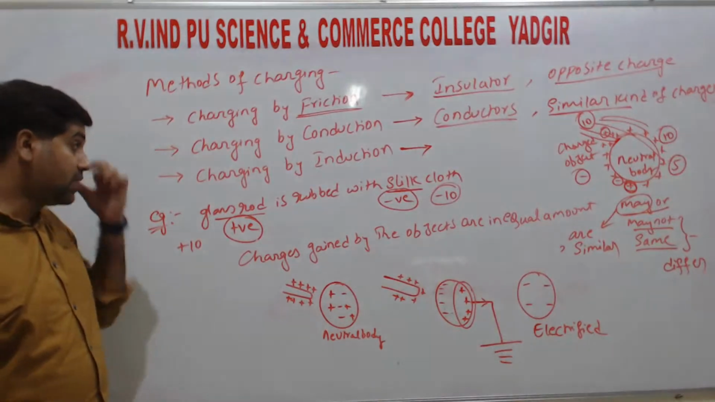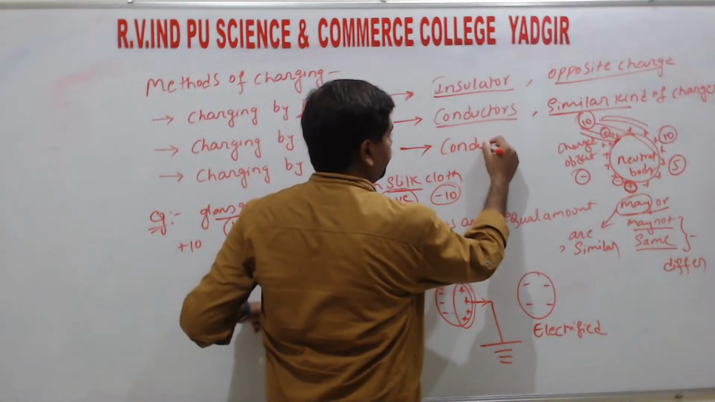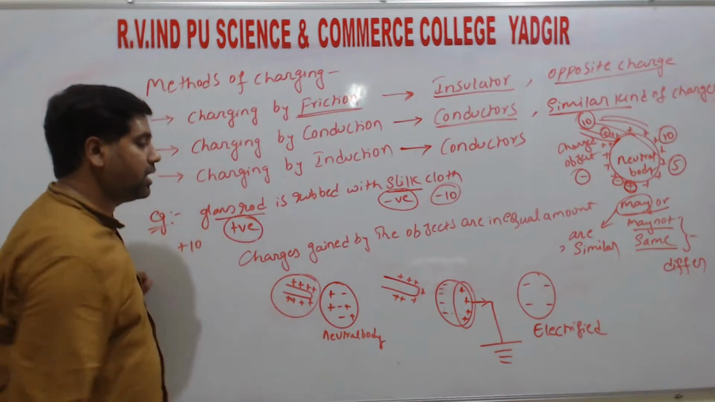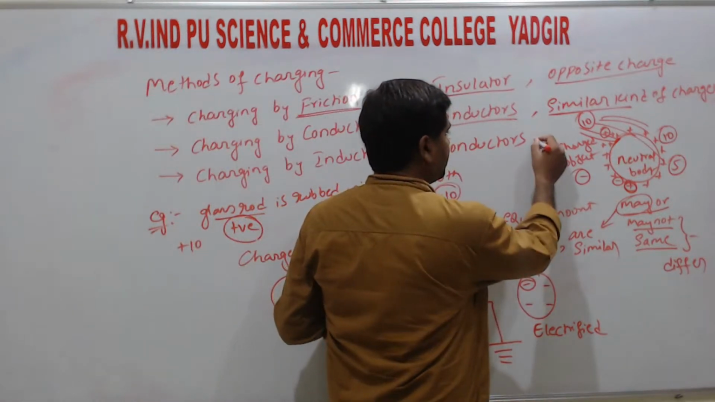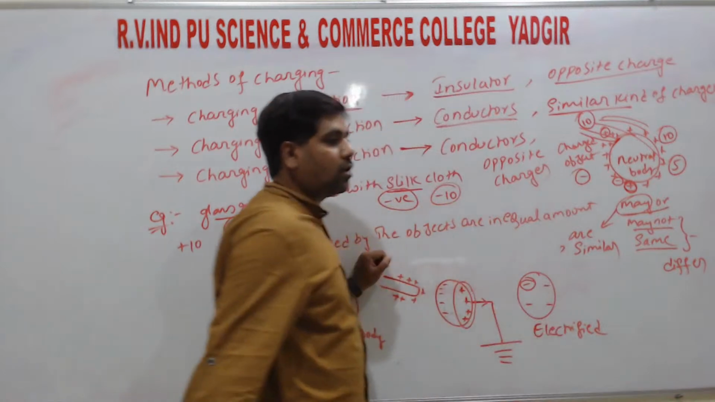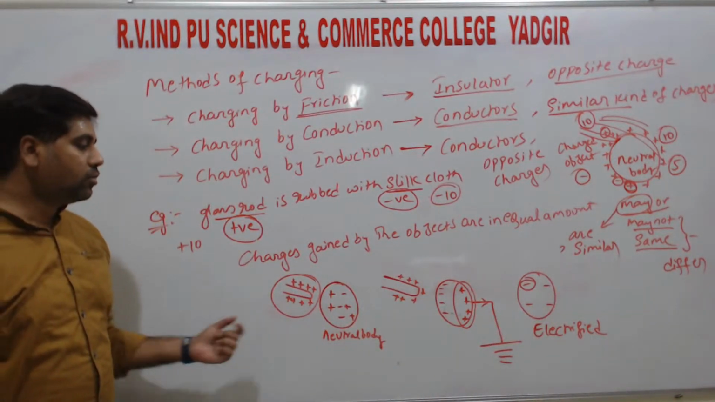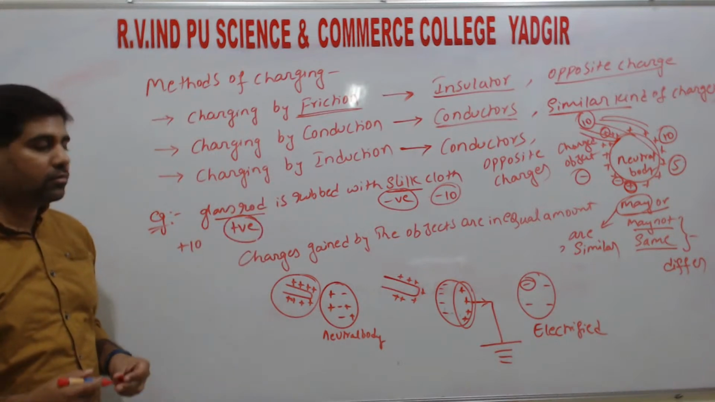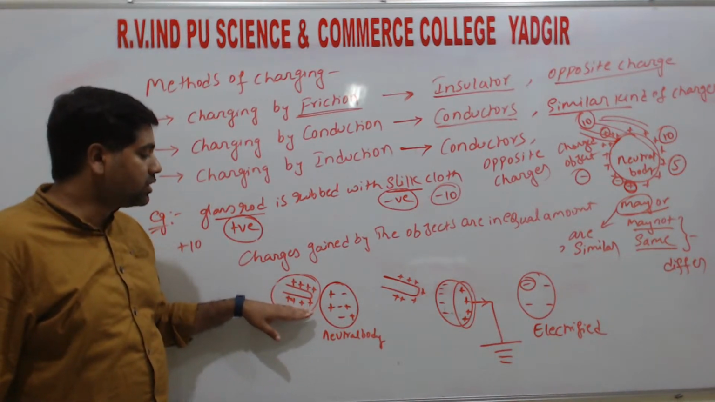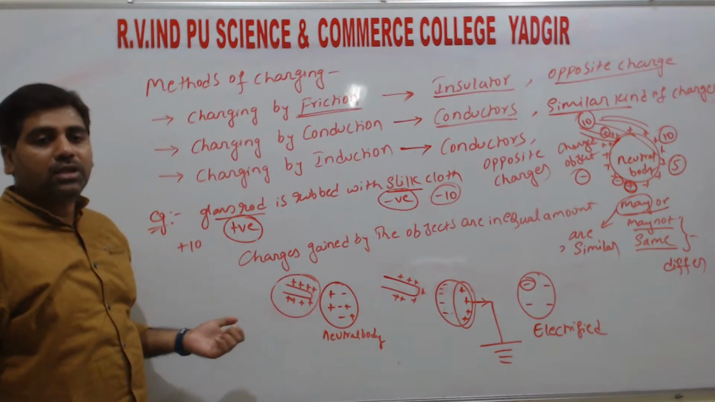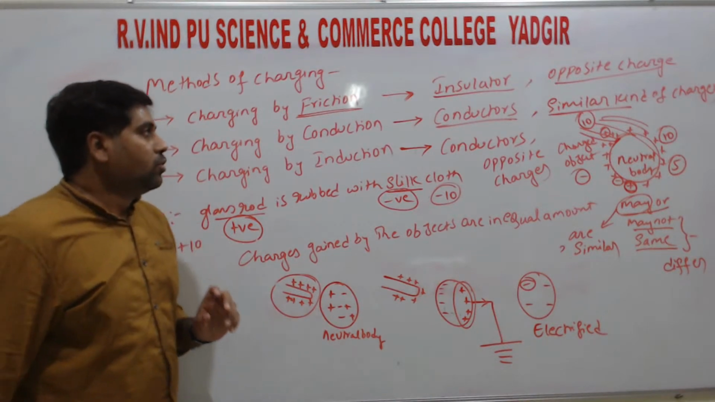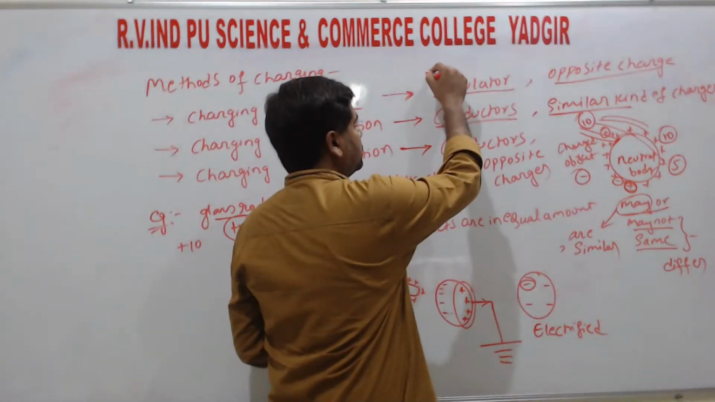Charging by induction also takes place in conductors. Here, if the charged body is positive, then the neutral body will get the opposite charges. The opposite charges are gained by the neutral body, right? So this method is charging by induction. Charging a neutral body by placing a charged body near it, it gains the opposite type of charges. That process is called charging by induction, right? So these are the key points.